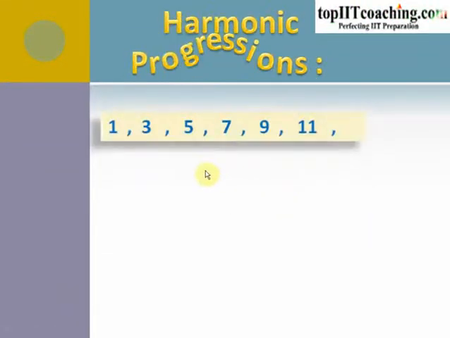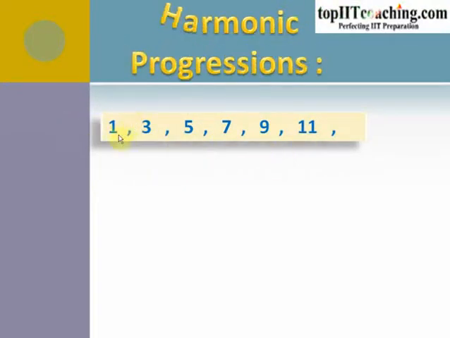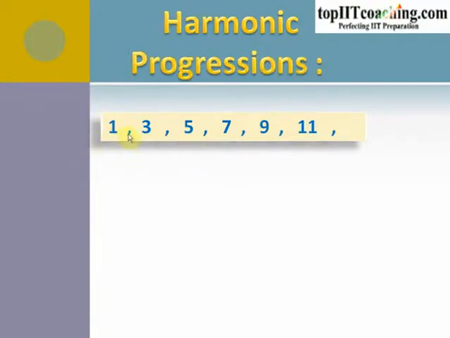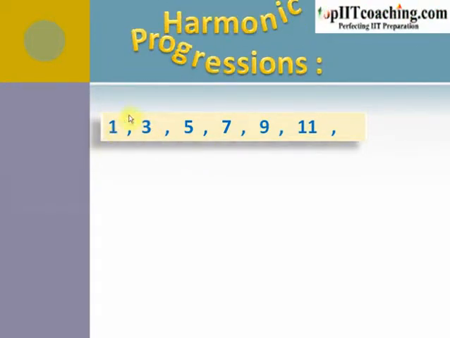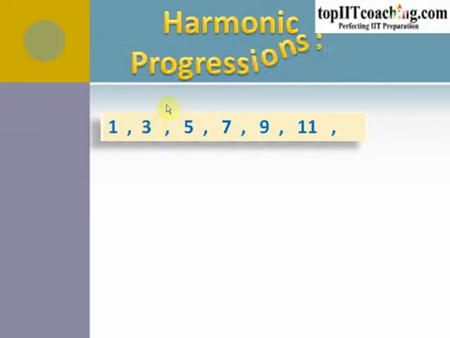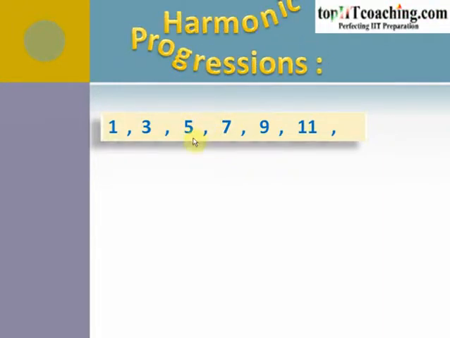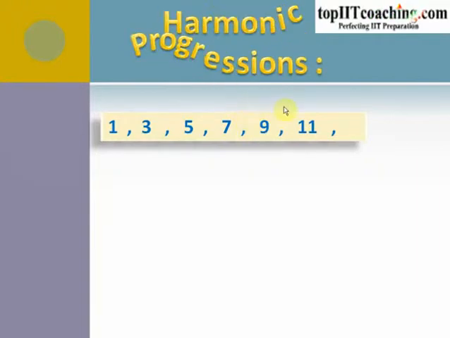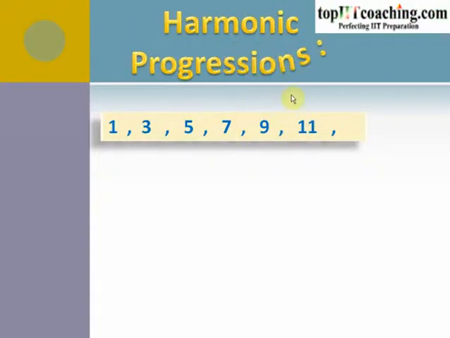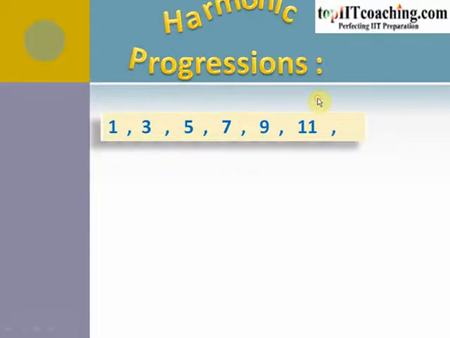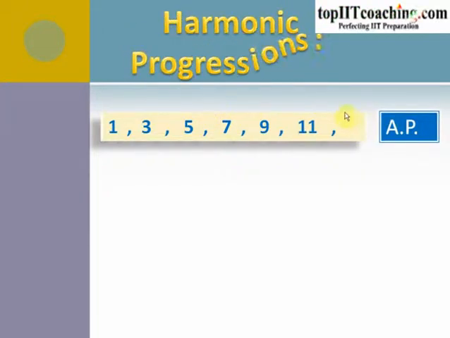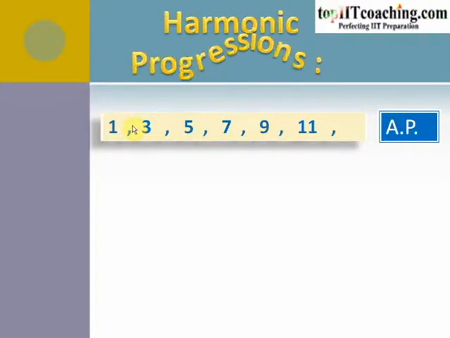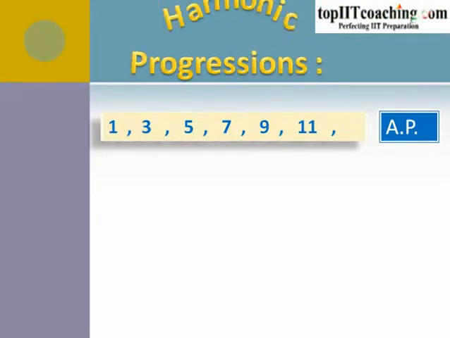Now, this is a sequence in which the terms are 1, 3, 5, 7, 9, 11. What kind of progression is this? We see that the difference between 3 and 1 is equal to 2. The difference between 5 and 3 is also 2. The difference between 7 and 5 is 2. The difference between 9 and 7 is also 2, and the difference between 11 and 9 is also 2. Thus, this is an example of an AP, arithmetic progression, because the difference between the successive terms is constant and this is equal to the common difference.